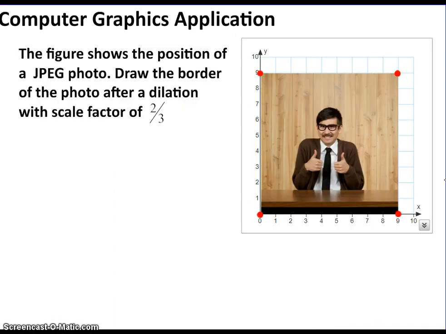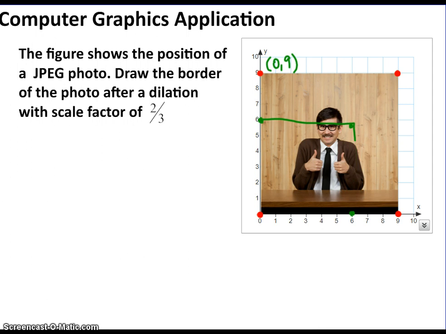Alright, so this time we wanted to dilate by a scale factor of 2/3. So this point is 0, 9. So I want to multiply 0 and 9 by 2/3. And when I multiply 0 by 2/3, I get 0. But when I multiply 9 by 2/3, I get 6. So my new point is 0, 6. Okay, this is 9, 0. So this would become 6, 0. And then I would have a point 6, 6. So my new lines are here.